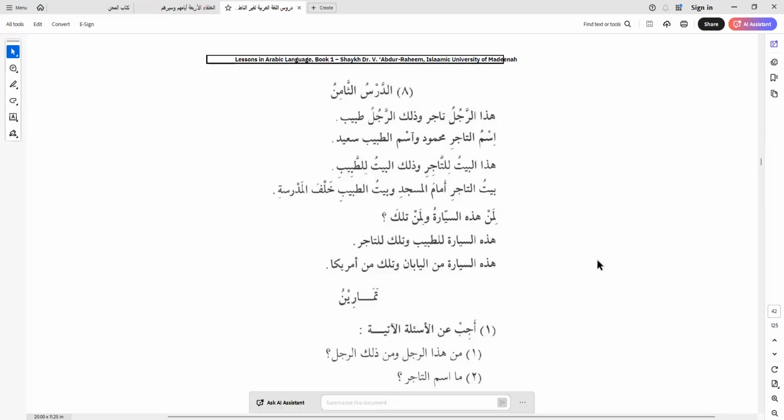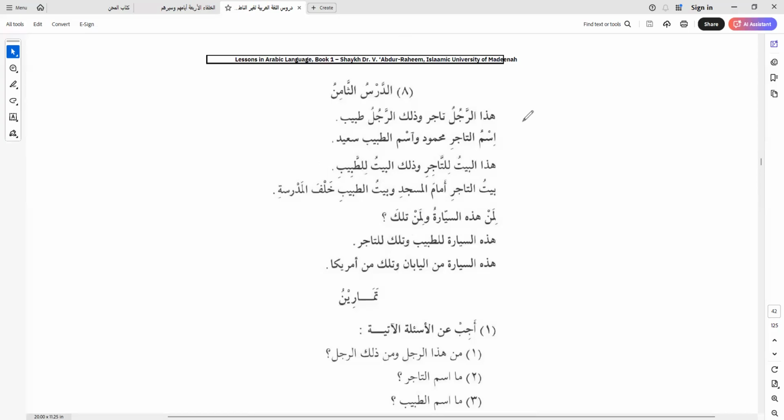Now let's look at the next sentence. Liman hadhihi sayyaratu. Whose car is this? Waliman tilka. And whose car is that?